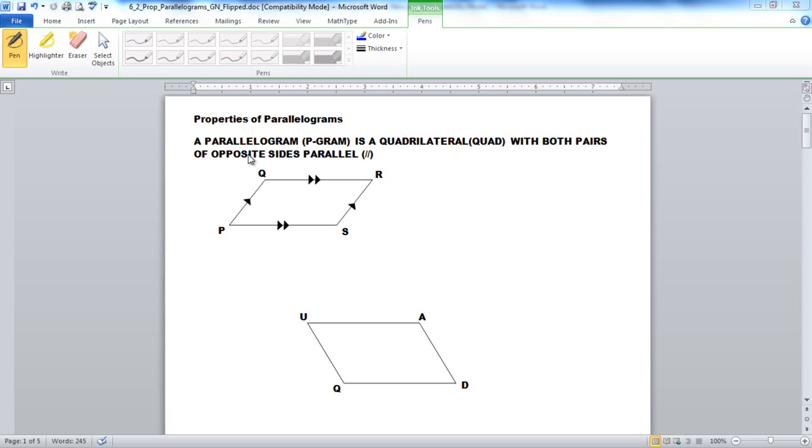This lesson is on the properties of parallelograms. First of all, a parallelogram, which I'm going to call a p-gram throughout the rest of this time here, is a quadrilateral with both pairs of opposite sides parallel.